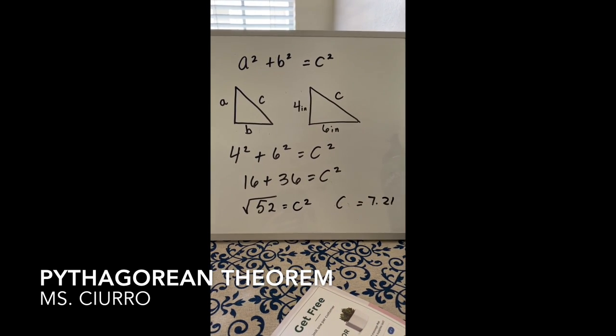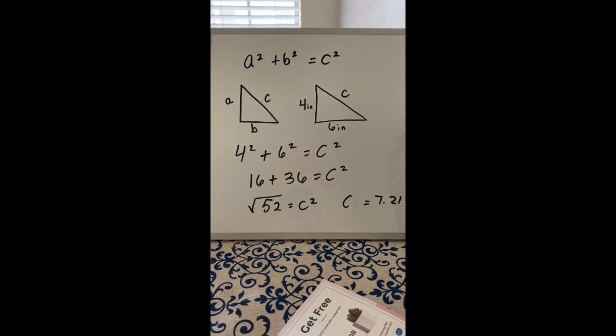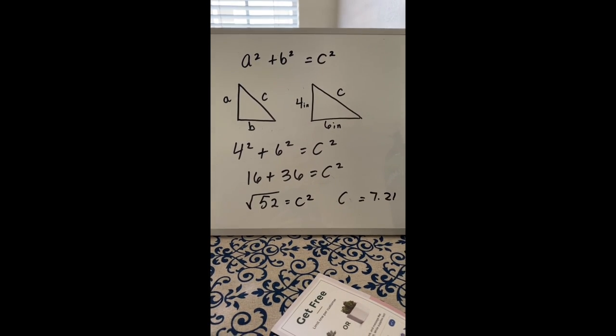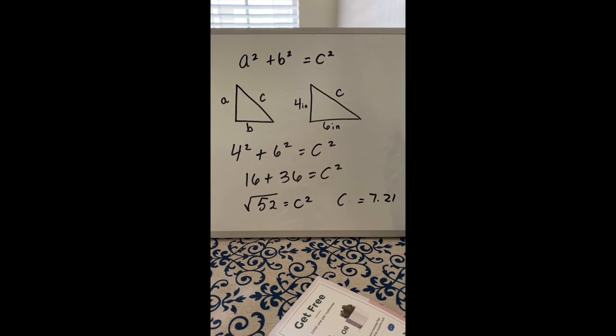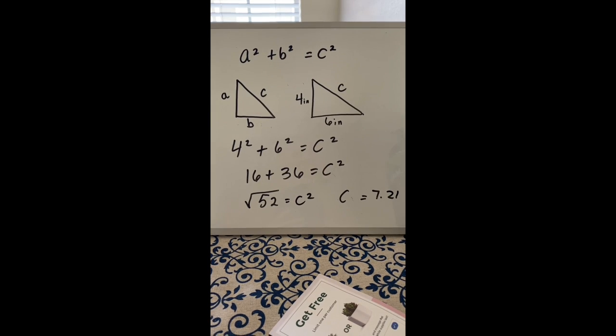Hey guys, this week we are learning about the Pythagorean Theorem. It sounds a lot more difficult than it actually is. So the formula is up at the top. It's a squared plus b squared equals c squared.